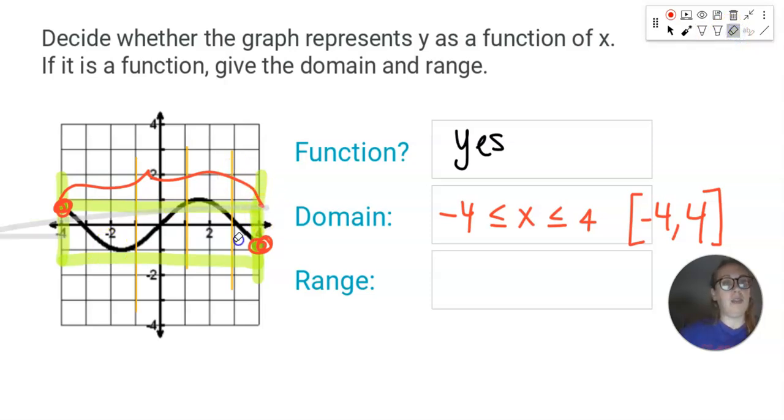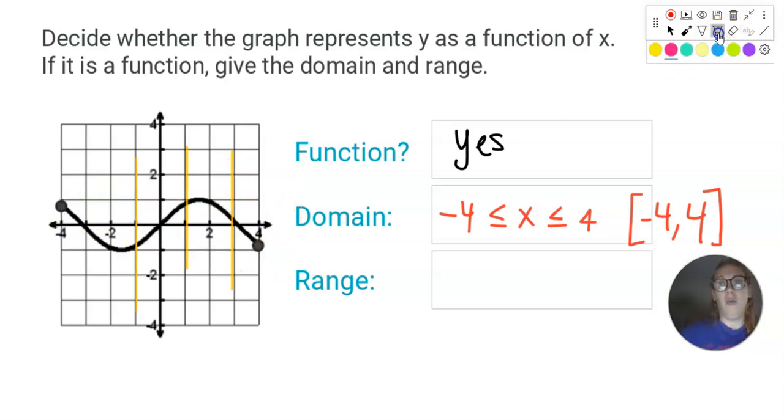And when we're looking at the range, we're looking at that vertical distance, our lowest point to our highest point. We are going from a lowest point of -1 up to our highest point of 1.